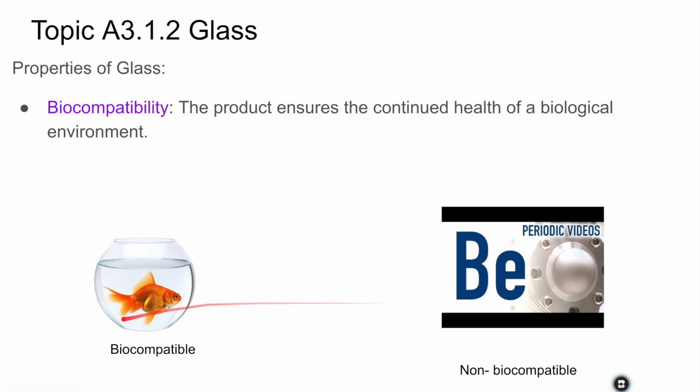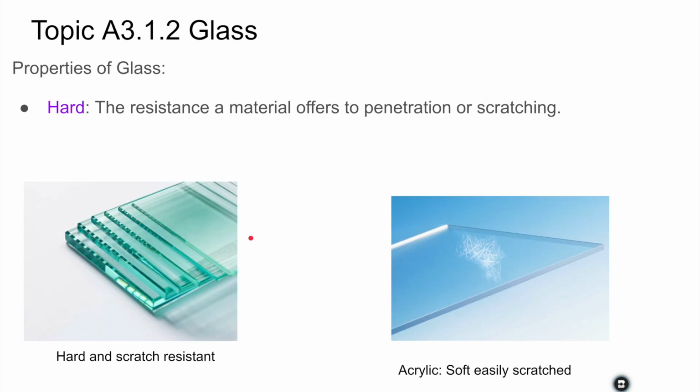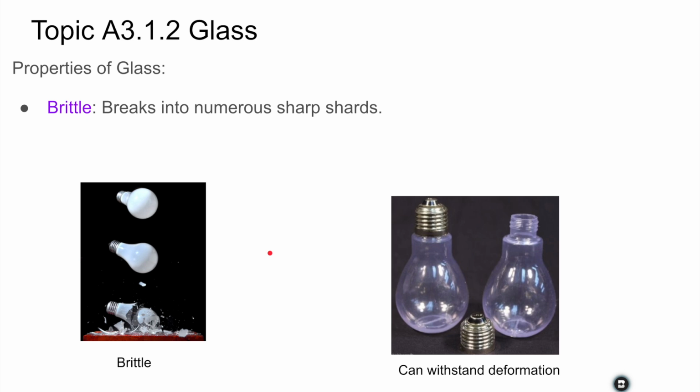But go ahead and watch this video and you can see what beryllium is. Glass is also hard. That means it resists scratching or penetration. So, for instance, glass is quite scratch resistant, but something like acrylic, and this is a clear acrylic, is not. It scratches really easily. Usually things that are hard are also brittle.